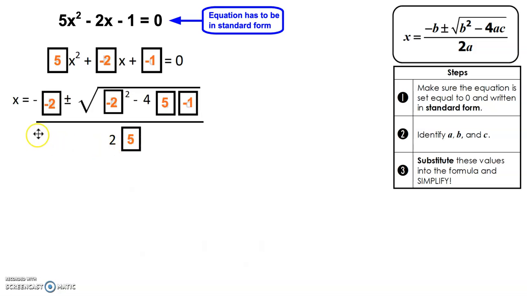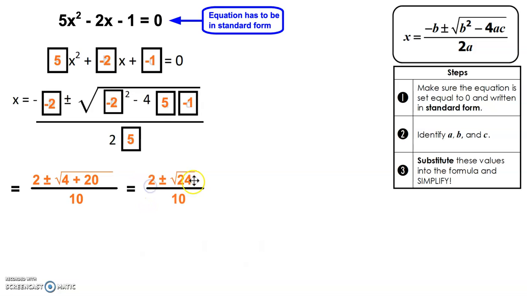All right, now I'm ready to simplify what I can. Negative of a negative 2 becomes a positive 2. 2 squared is 4. 4 times 5 times 1 is 20. And 2 times 5 is 10. I add the 4 and 20 together, and I get 24.